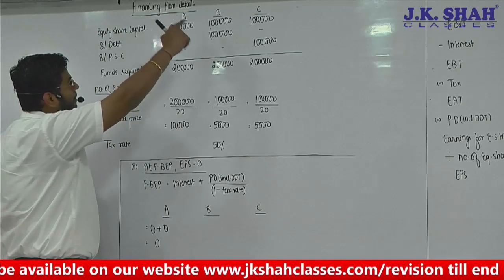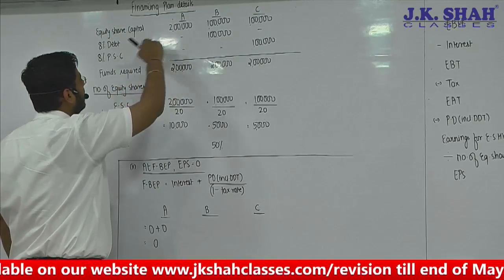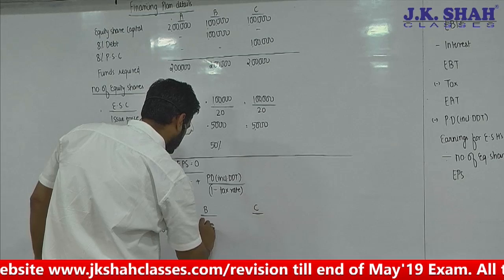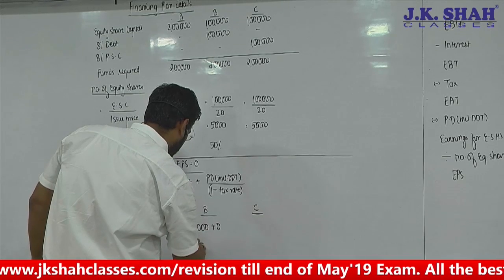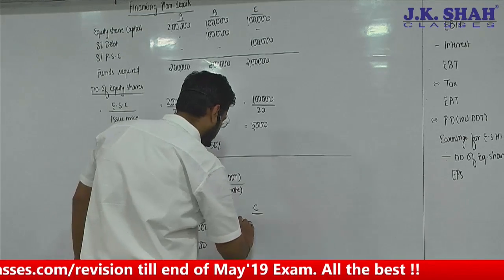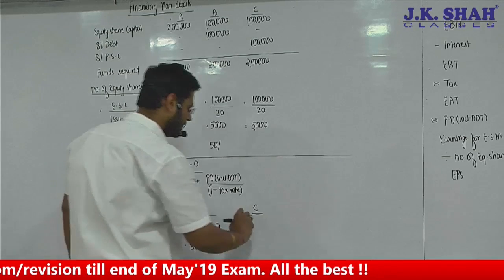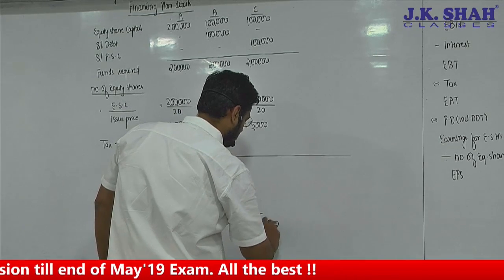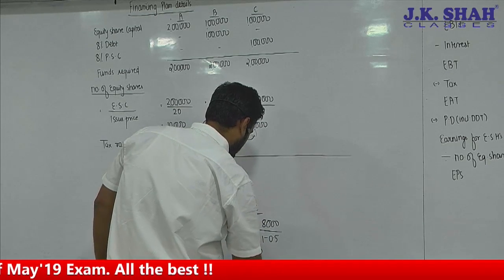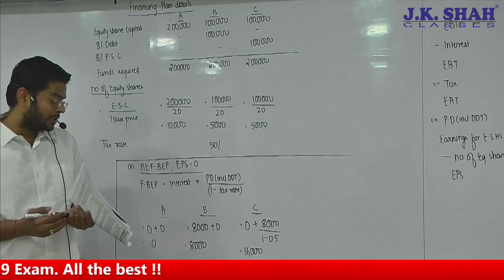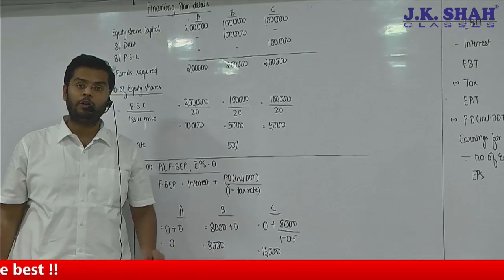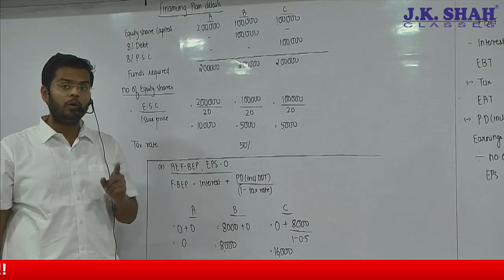But if you notice in plan B, there is a debt of rupees 1 lakh, which is at the rate of 8%, and that means there is interest obligation of rupees 8,000 plus 0, making an FBEP of rupees 8,000. Plan C, if you notice, there is going to be no debt, but there is preference dividend of rupees 8,000 by 1 minus 0.5. So that's going to be 16,000 FBEP. So that becomes the answer to the second point, that it's going to be 0, 8,000 and 16,000 for the respective plans.